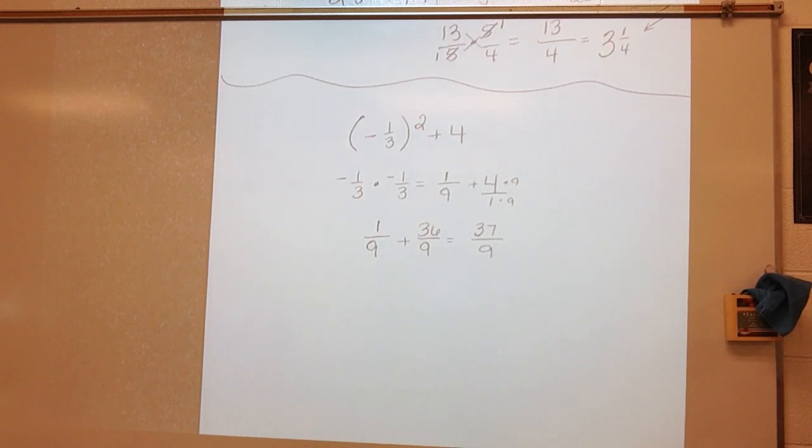Multiplication is very simple. Like I said, it's going to be a short lesson because this is a simple lesson. If you have questions, make sure to ask.